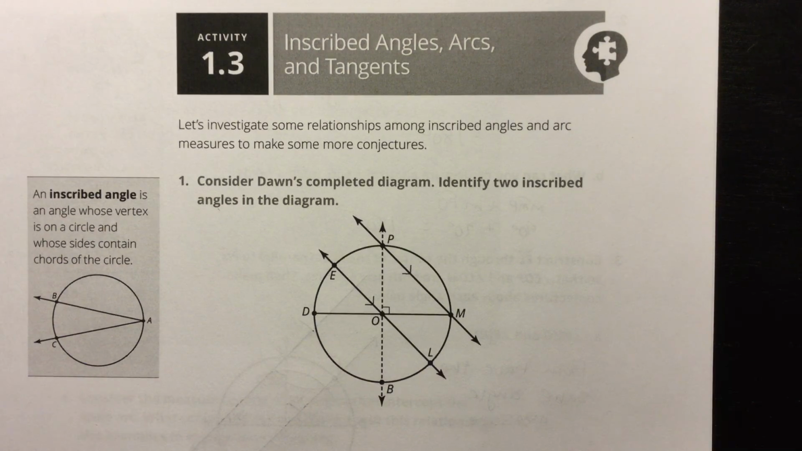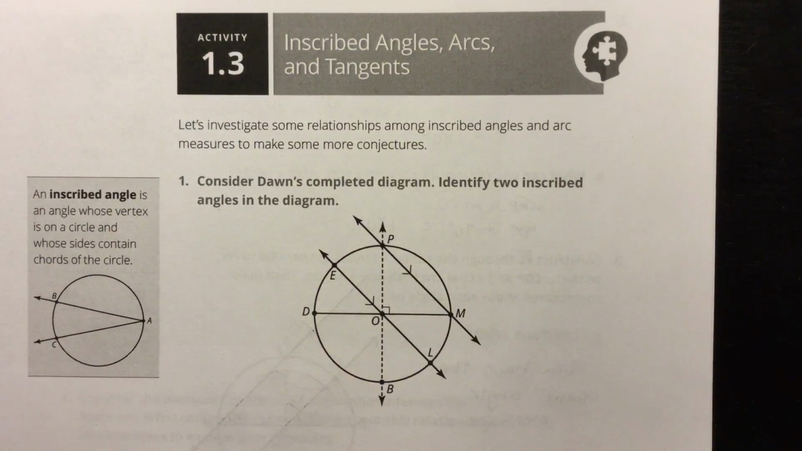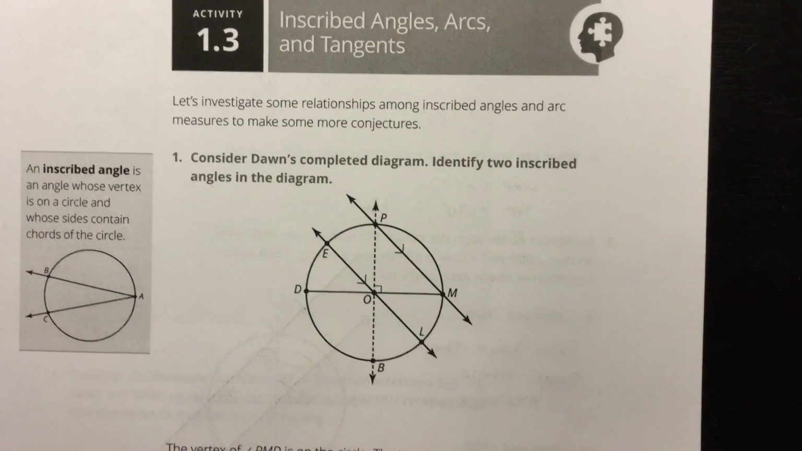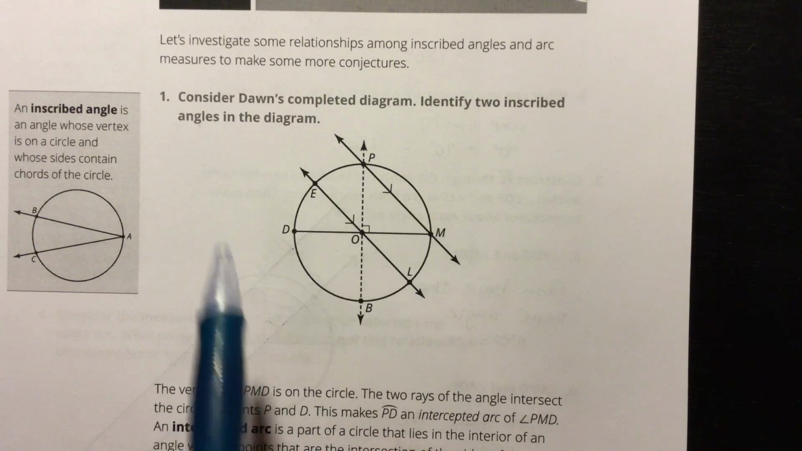We are back in topic 2, packet 1. We're going to be doing activity 1.3 here, talking about inscribed angles, arcs, and tangents. First thing, we're going to be looking at this diagram for most of the video. I will keep bringing it back and forth, putting it up on the screen as we need. We'll go ahead and hop in.